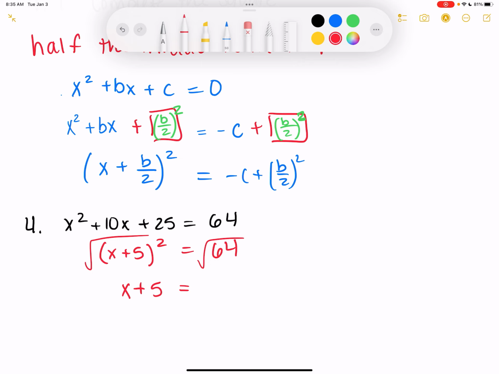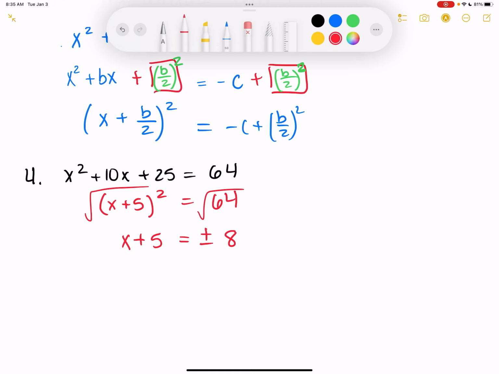What happens if you take the square root? Positive or negative. So plus or minus 8. Because this is going to give you two completely different numbers, we need to split it. So x plus 5 equals 8, or x plus 5 equals negative 8. So then x is equal to 3, or x is equal to negative 13.